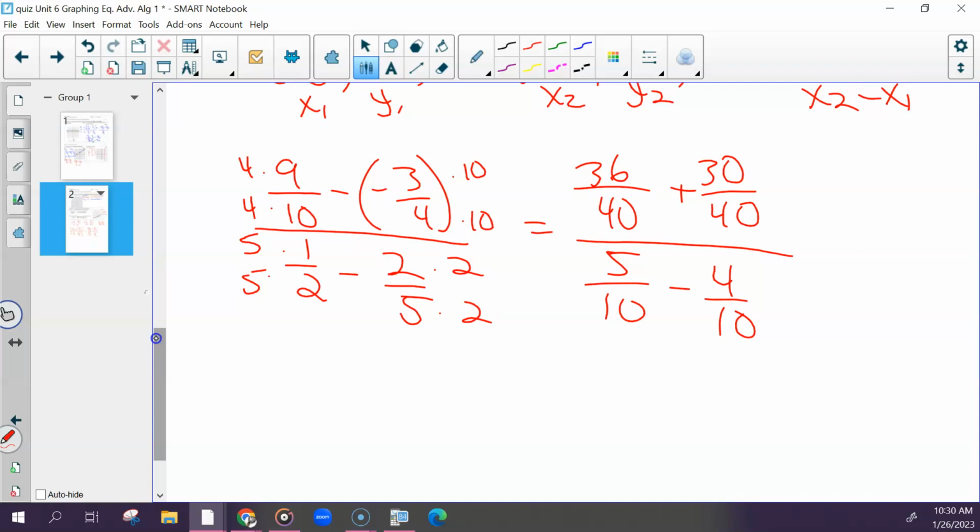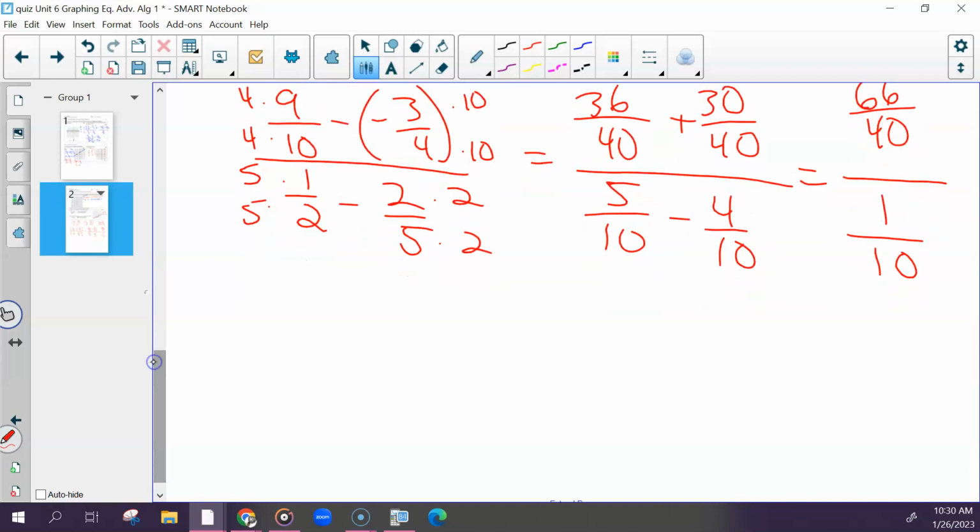Combine your fractions. So add only your numerators or subtract whatever. So this would be 66 over 40 and 1 over 10. So then for this, you have a couple different options. You can put this all in at once. You can simplify this and then put it all in. You can simplify and then do it by hand. However you choose to do that is up to you. I'm going to simplify this first.